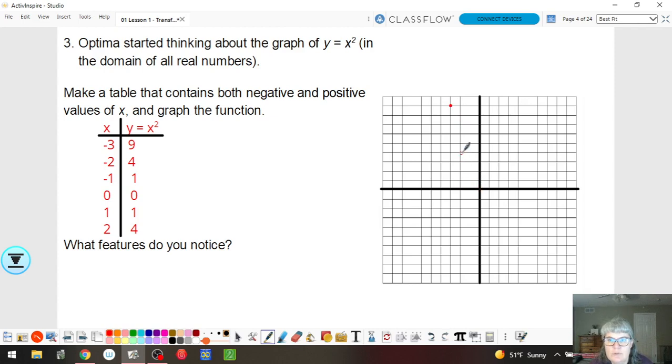1, 2, 3, 4. And I know we're not seeing the line for 1 here, and I apologize for that. -1, 1. 0, 0. +1, 1. +2, 4. +3, 9. And then we have our parabola that goes through it.